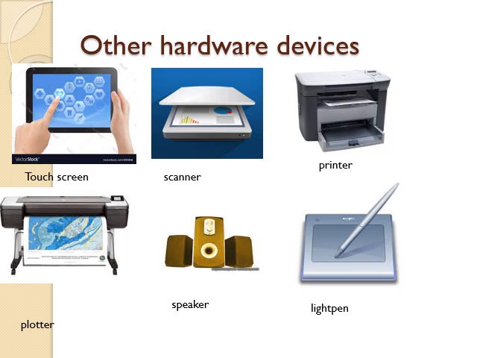Third one, printer. Printer helps us to take out the printout of the work that we have done on the computer. The paper or the output printed on the paper is called a hard copy.